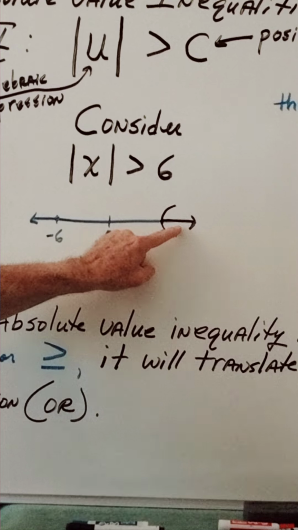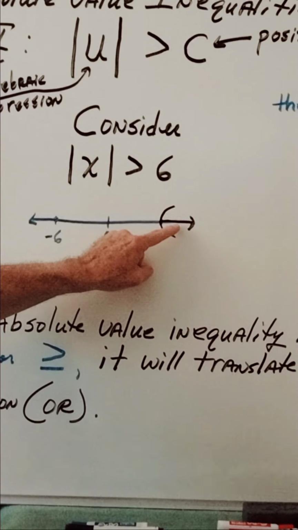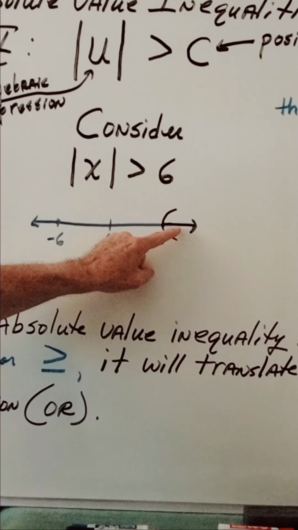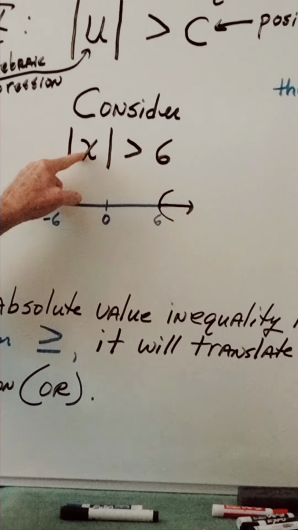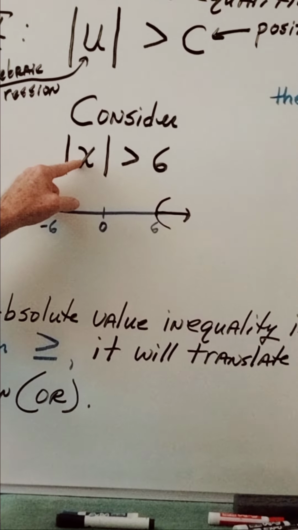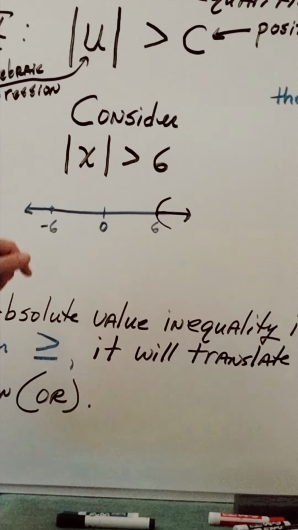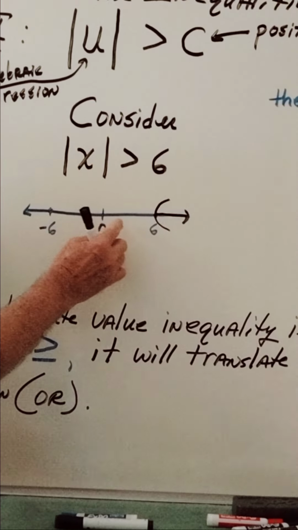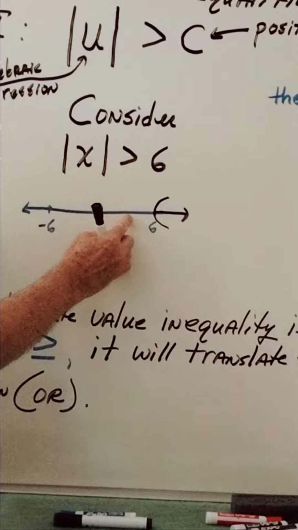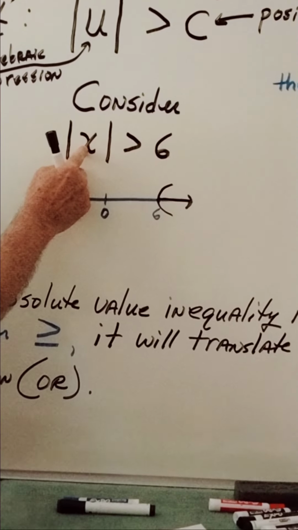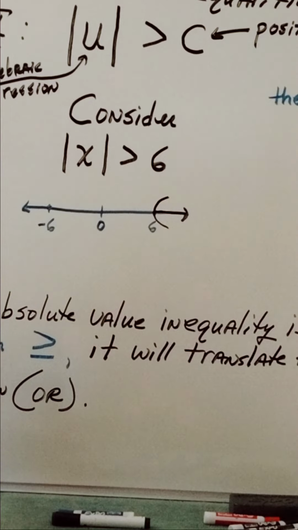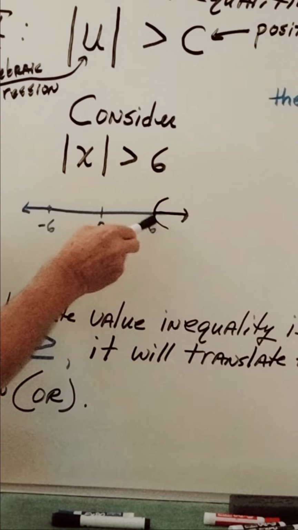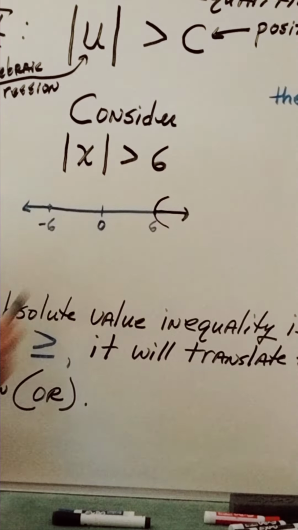Let's pick 7, because 7 is a greater distance away from 0 than 6 is. The absolute value of 7 is 7. 7 is greater than 6. It's good. But if you try a value like 4, you put 4 in there, the absolute value of 4 is 4, and 4 is not greater than 6. So it certainly can't be any of those. It's got to be those in part.